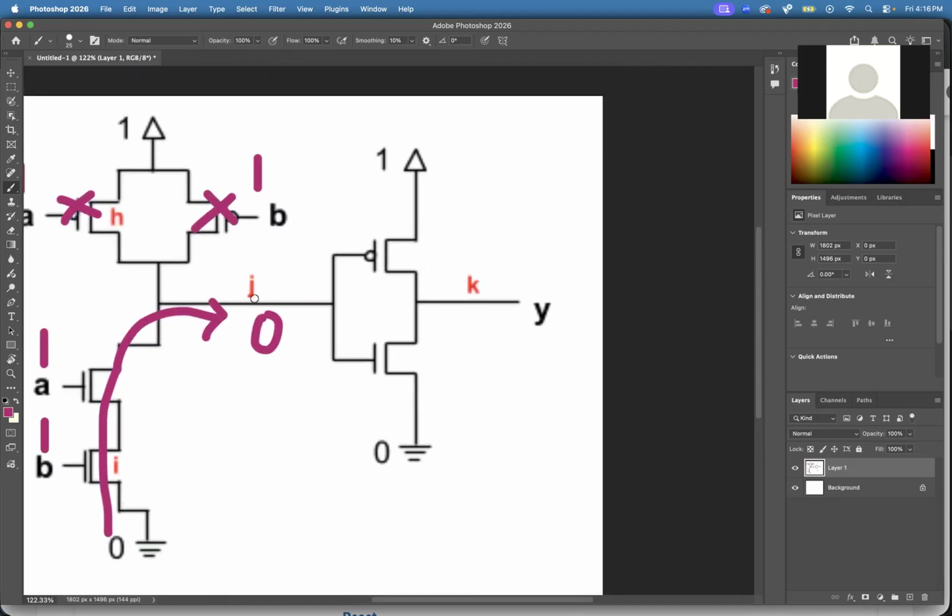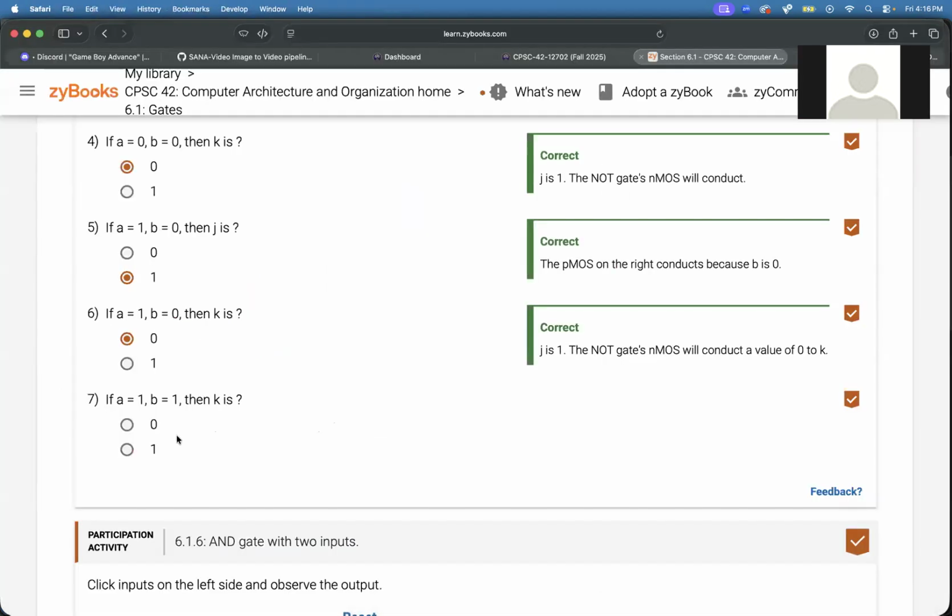Now, if you have a 0 here where J is, then this one up here will conduct, right? Because if it's a 0, the one with the circle conducts. So this one conducts, and this one doesn't. And so if this one conducts, then the 1 makes it through here, and we end up with a 1 where the K is. Okay?